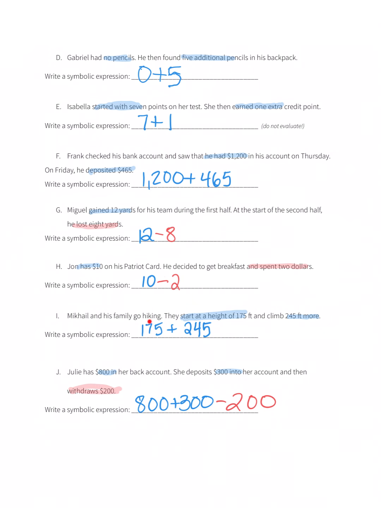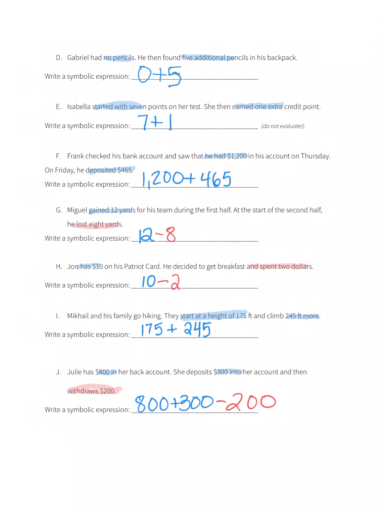Mikhail and his family go hiking. They start at a height of 175 feet. You start at 175 feet and climb 245 feet more. So if you're going more, you're increasing, you're going up. That's a plus 245. Last, Julie has $800 in her bank account.